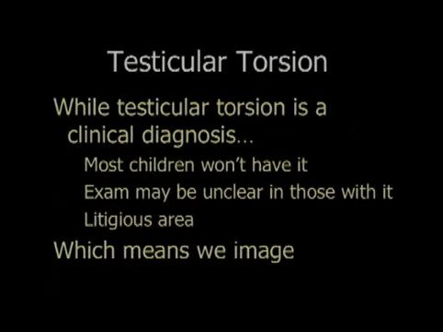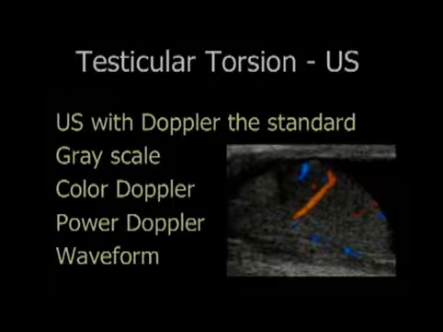And so while testicular torsion is a clinical diagnosis, it's clear from the literature and experience that most children that present with acute scrotal pain actually don't have it. The exam can be unclear in those that do have it, and it can be a very litigious area, at least in the United States. And all of that put together means that imaging becomes very important in the diagnosis.